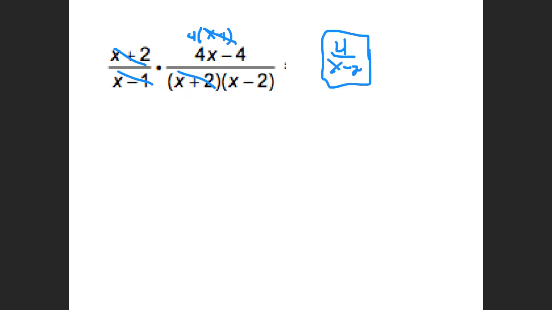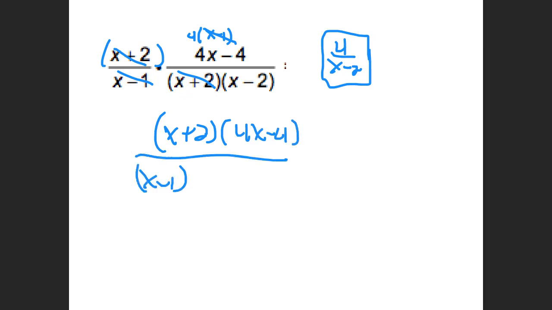Most of them, everything just crosses off on top and bottom. So factor first, and cross off everything that you can cross off on top and bottom. It will make your answers really short and simple. If you multiply it across, if you said I'm just going to multiply x plus 2 times 4x minus 4, and then multiply the x minus 1 times the x plus 2, x minus 2, good luck. It's going to take you a long time. You want to factor it down and simplify. It makes the problems really easy.